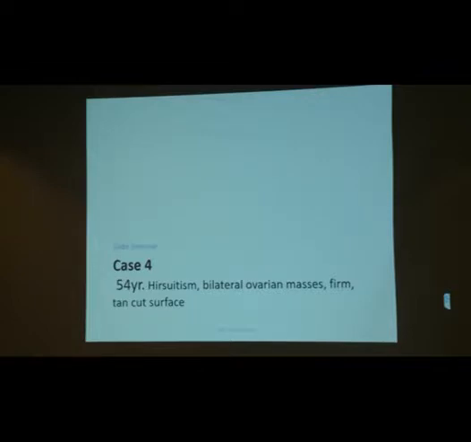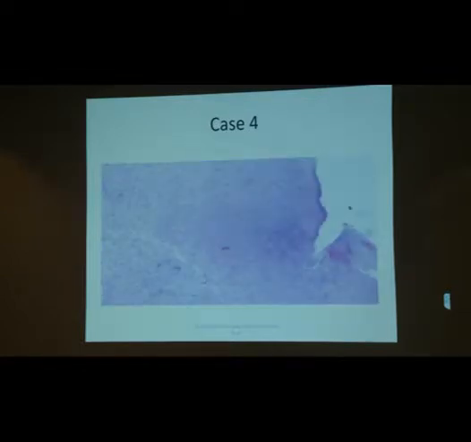Okay, so 54-year-old woman presented in great distress to her GP because she was getting very hairy and she wasn't happy about it at all. So off he sends her, and she has all sorts of investigations, and she turns out to have ovarian masses with a firm tan cut surface. Here's the ovarian mass. You can see it looks like there's something growing in there. This is what's growing in there.